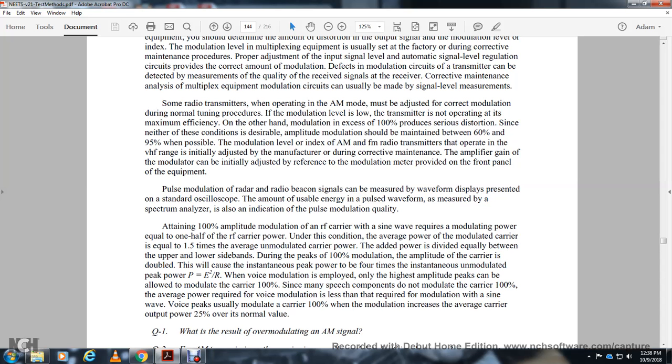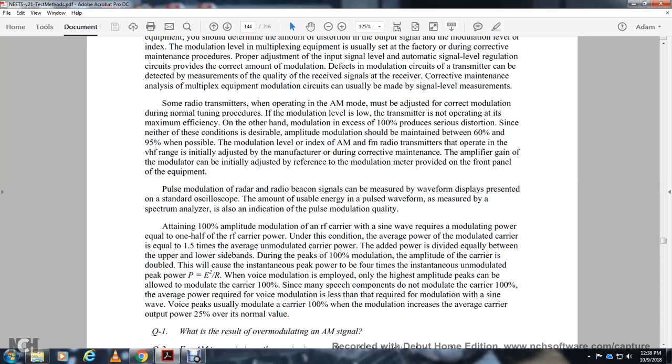Under this condition, the average power of the modulated carrier is equal to 1.5 times the average unmodulated carrier power. The added power is divided equally between the upper and lower sidebands. During the peak of 100% modulation, the amplitude of the carrier is doubled, and the instantaneous peak power is 4 times the unmodulated peak power, which is equal to the voltage squared over the resistance.